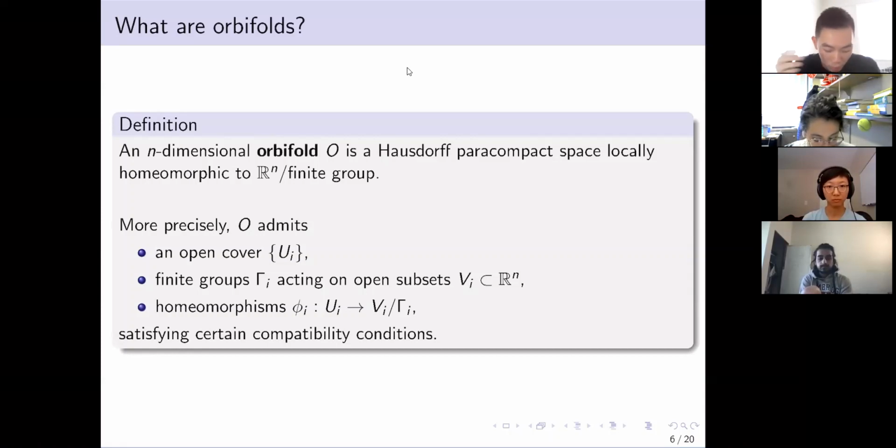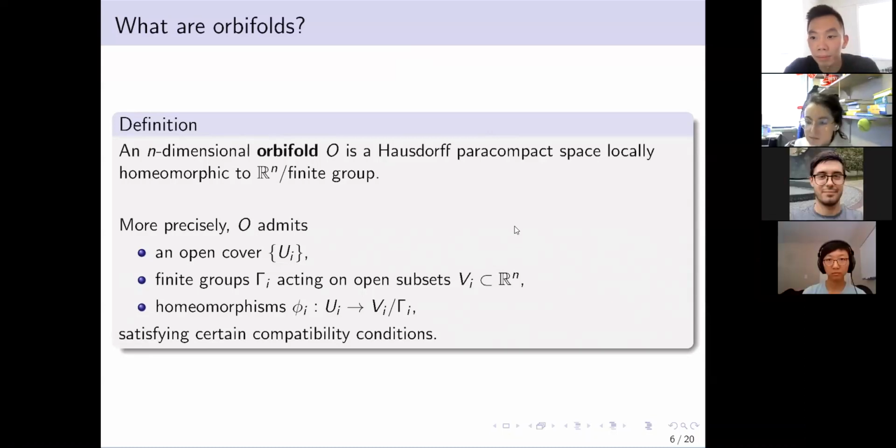Don't bother so much with this. Basically, it's just to ensure that all this open covering data glues nicely. But yeah, I'm not going to say what these are, really. Anyway, if there's any questions so far, feel free to interrupt me. If not, I'm just going to keep going.